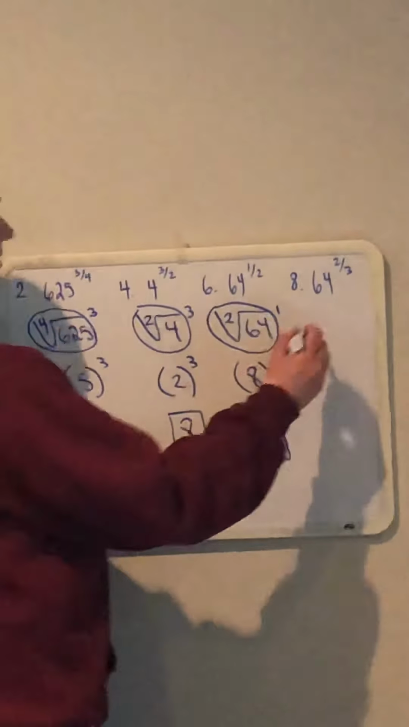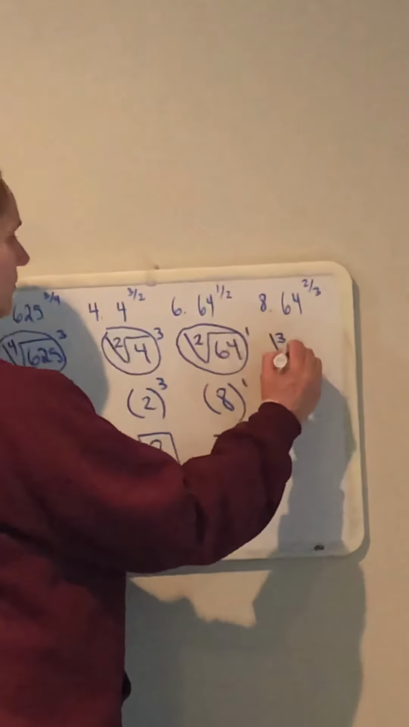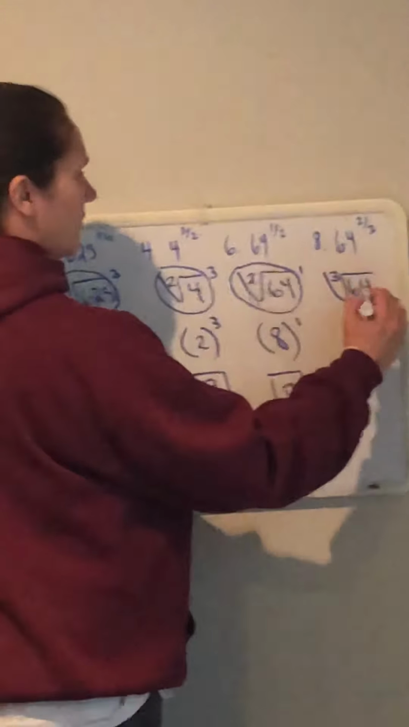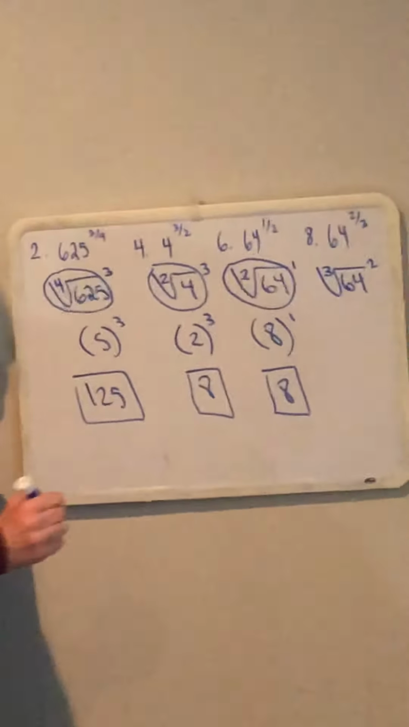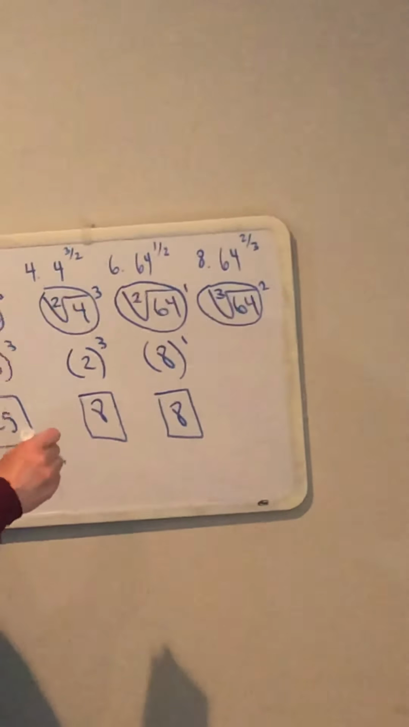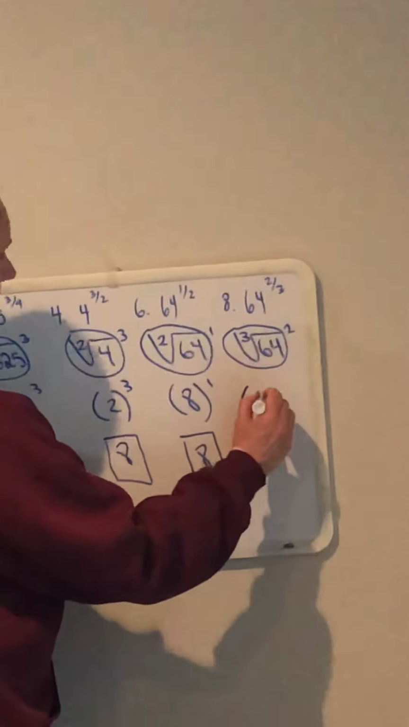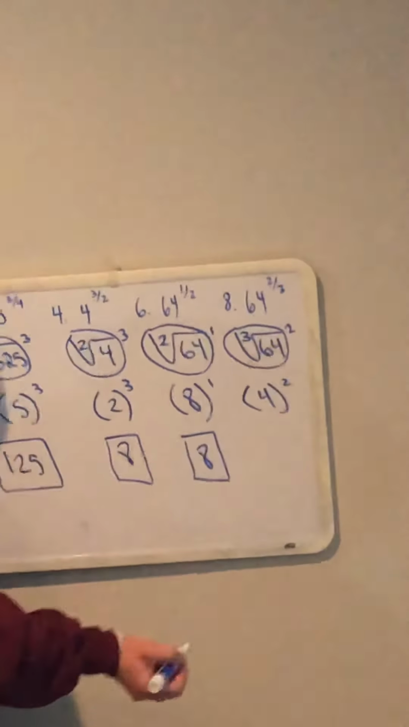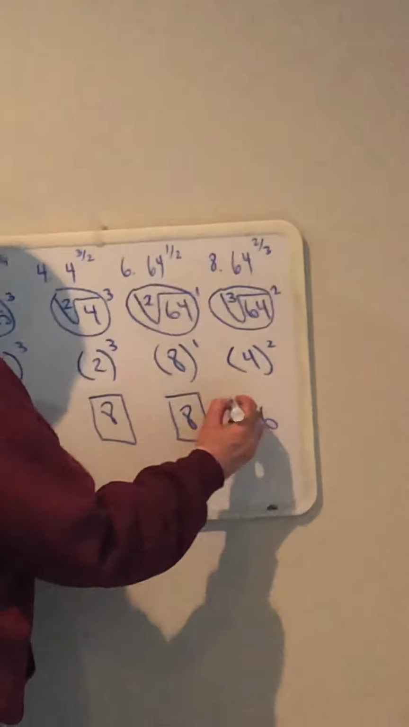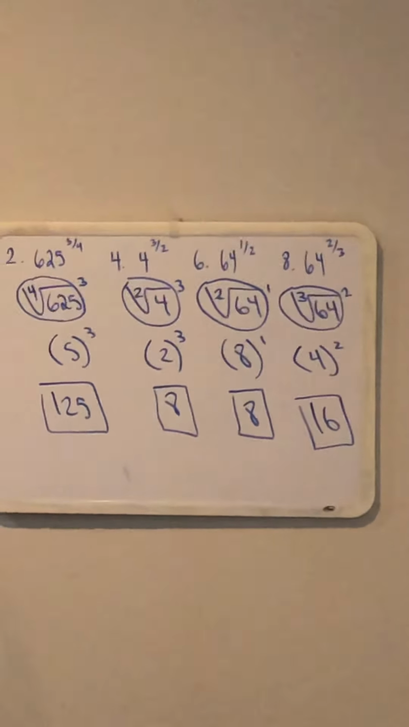64 to the 2/3 means the cube root of 64 to the 2nd. Doing the root first, the cube root of 64 is 4, but if we raise it to the 2nd, we get 16. There's 2, 4, 6, and 8.